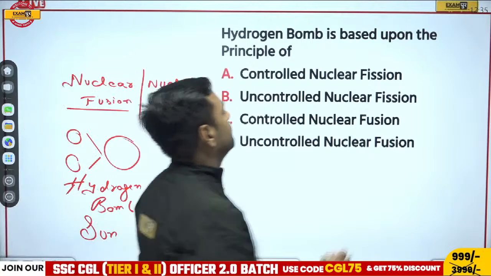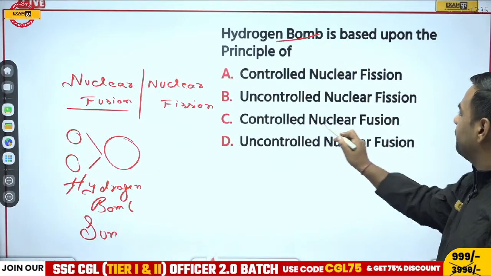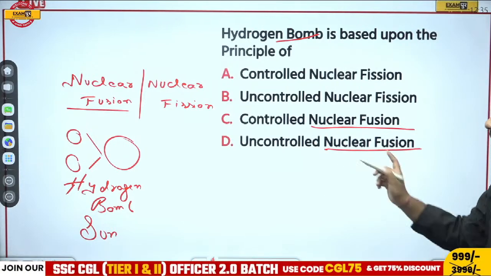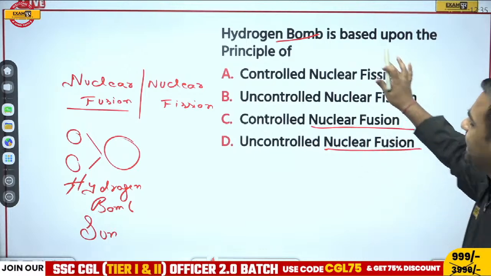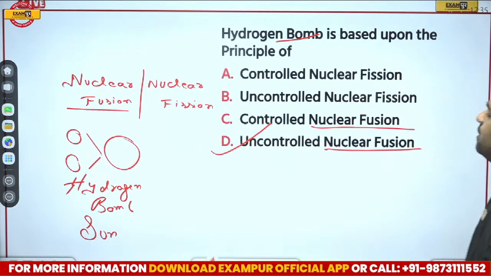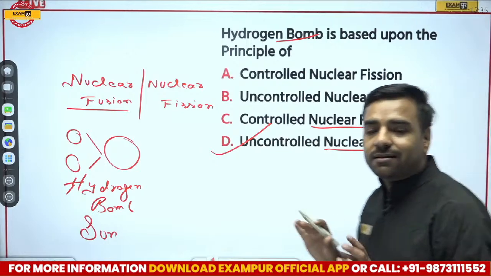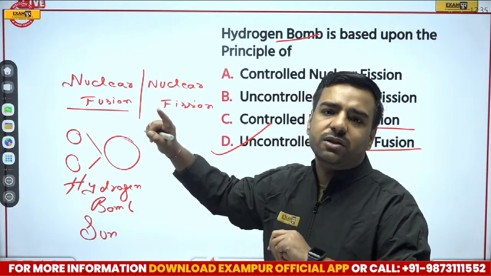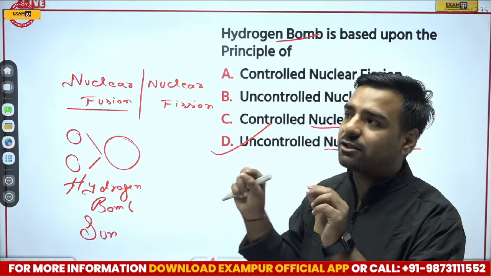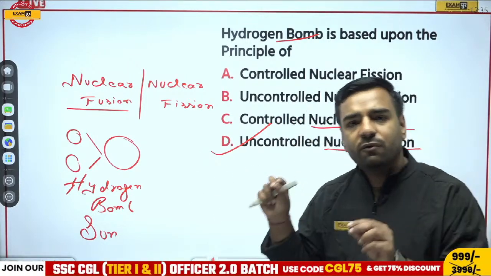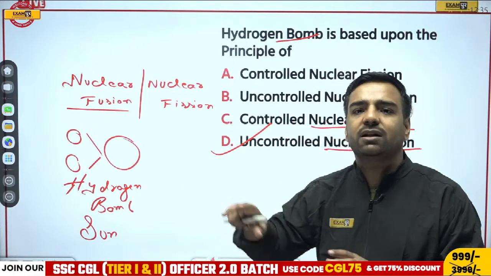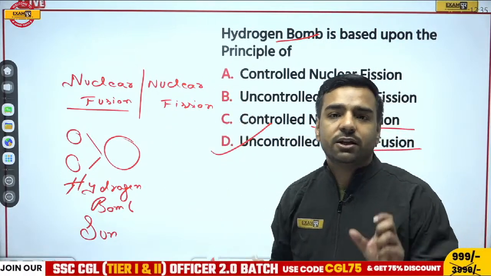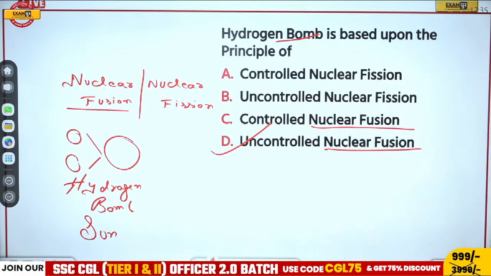Now from these options it is clear. If I talk about the hydrogen bomb, the answer will be either controlled nuclear fusion or uncontrolled nuclear fusion. Please remember the correct answer is uncontrolled nuclear fusion, that is not within our control. In the sun, this process is regularly going on, because of which you get the heat energy that helps you survive here. Not only you, but your plants and everything surviving on earth depends on the sun. The fusion process going on there is uncontrolled nuclear fusion. So option D was the correct answer.